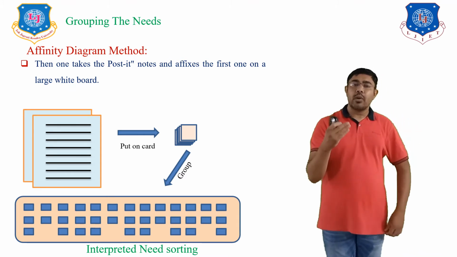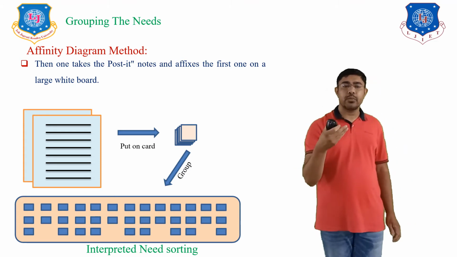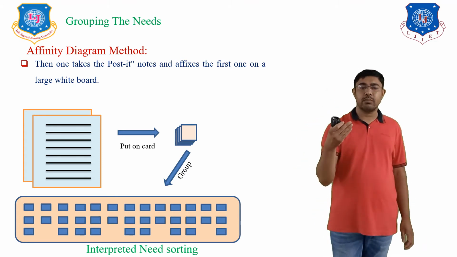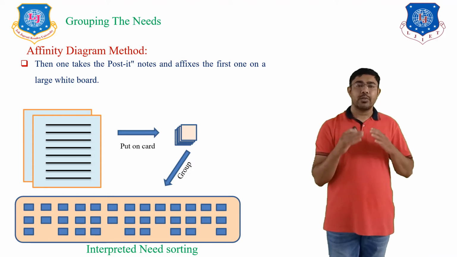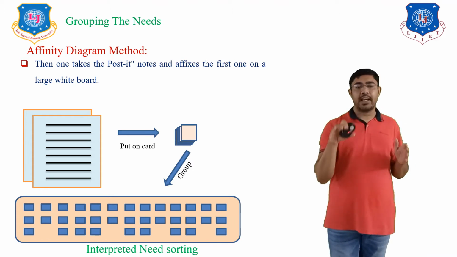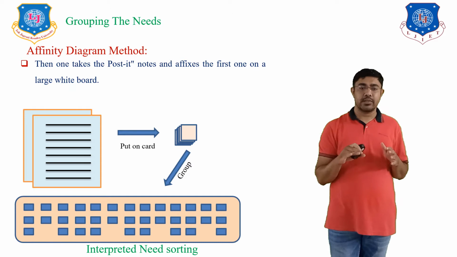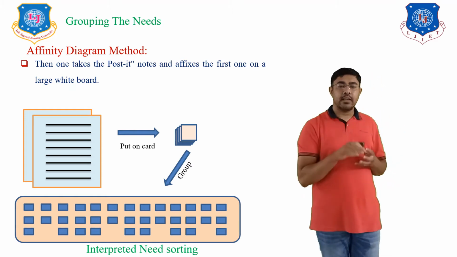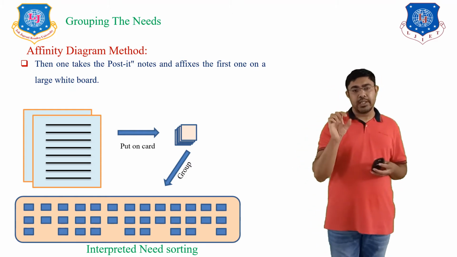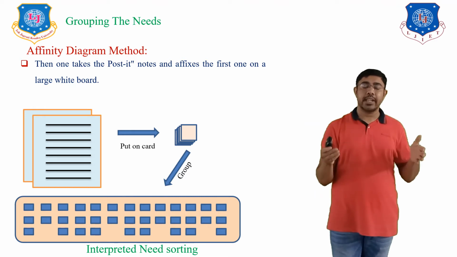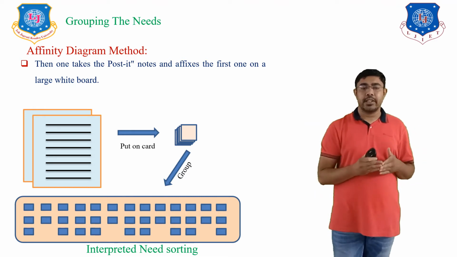So in this way, you have to pick one by one the post-it notes, and you have to put those needs on a large whiteboard. By affixing the post-it notes on the board, you can get groupings of interpreted needs.